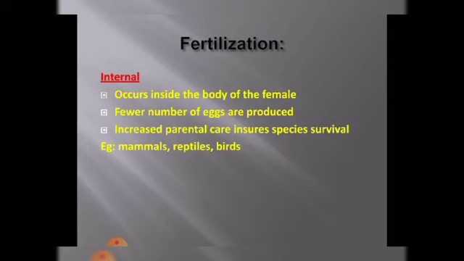Internal means what? It occurs inside the body of the female. Very few eggs will be produced, so there will be increased parental care, like in mammals, reptiles and birds. You can see hardly one or two offspring produced by the male and female parents. That is how increased parental care will be seen, because there is a smaller number of offspring.